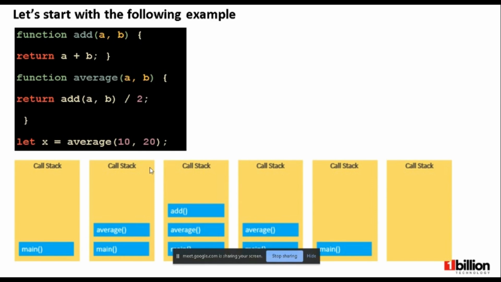The average function calls the add function. At this point, the JavaScript engine creates another function execution context for the add function and places it onto the top of the call stack. The JavaScript engine executes the add function and pops it off the call stack. At this point, the average function is on top of the call stack. The JavaScript engine executes it and pops it off the call stack. The stack is empty. The script stops execution.